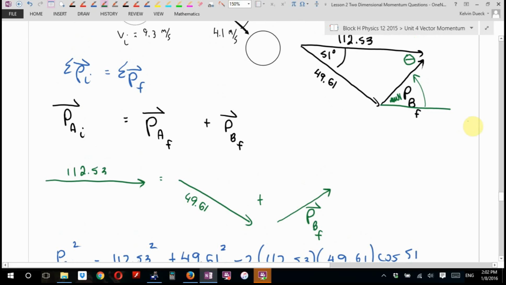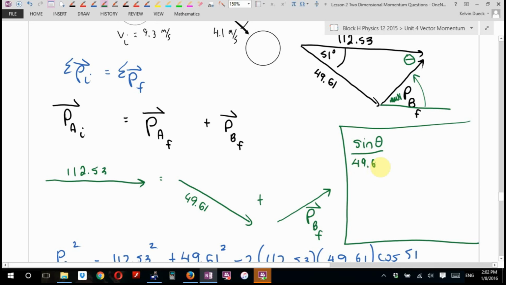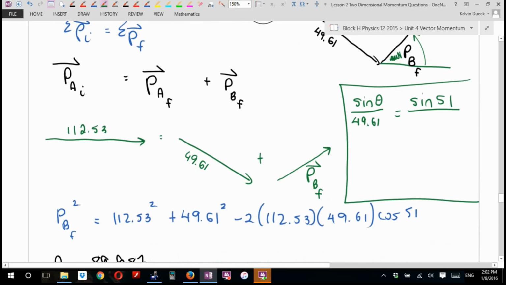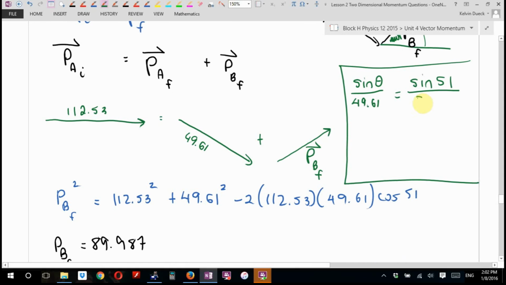Now let's find the angle. I think I can do it right here. And yeah, it's going to be the sine law. It's going to be the sine of theta over 49.61. What's across from it? It's going to be the sine of the angle that I know over momentum B final, which was 89.897. Hey, Kev, what can I do with that 49.61? Multiply it over, and then when I hit equals, I'll go shift sine at the very end.